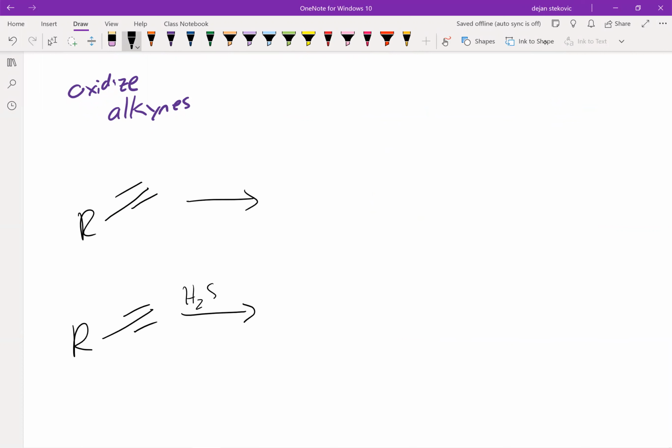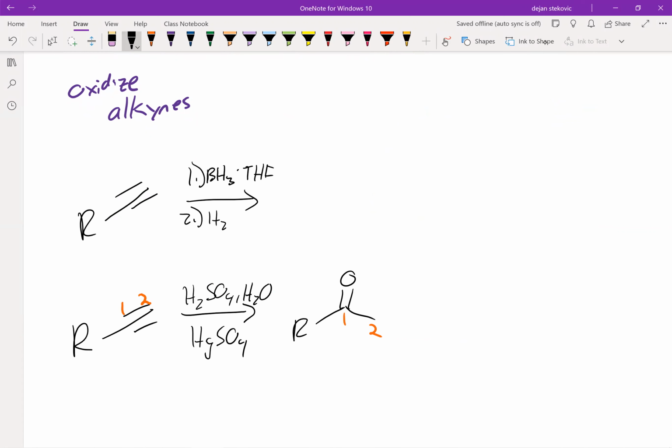So for example, if we use sulfuric acid, water, and mercury sulfate, we would essentially get the Markovnikov addition. So our ketone in this case would end up in the more substituted position, right? So this is number one, number two, number one, number two. If we wanted the opposite, instead wanted an aldehyde, we could use our BH3 in THF and then oxidize with some hydrogen peroxide and some base to get our anti-Markovnikov addition. Be careful and make sure that you're drawing all your carbons.